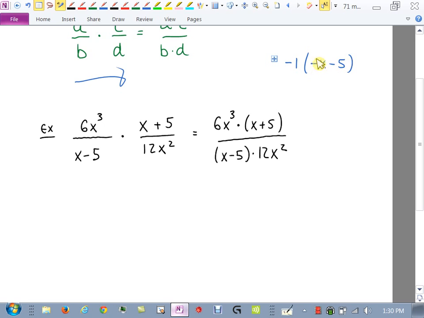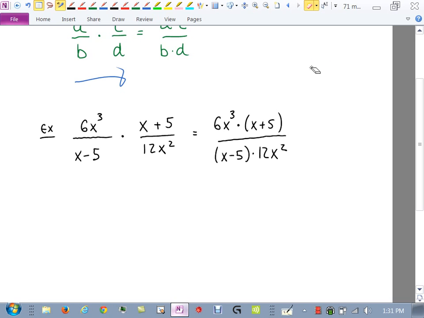Now that you pulled a negative out, does that match the one down here? No, because you have a negative x now, don't you? The 5s match, but the x's don't. So the only way to pull a negative and get them to cancel is if everything in the parentheses on both top and bottom are off by a sign. Okay, so I can't cancel those.